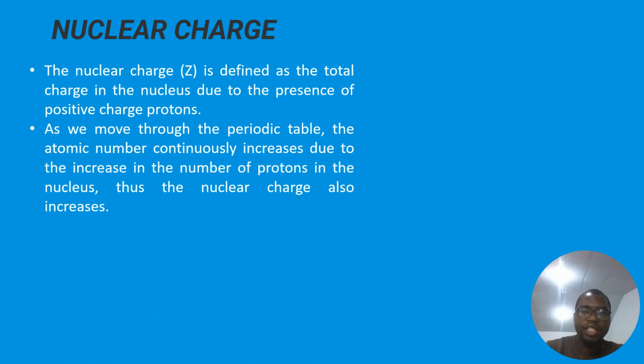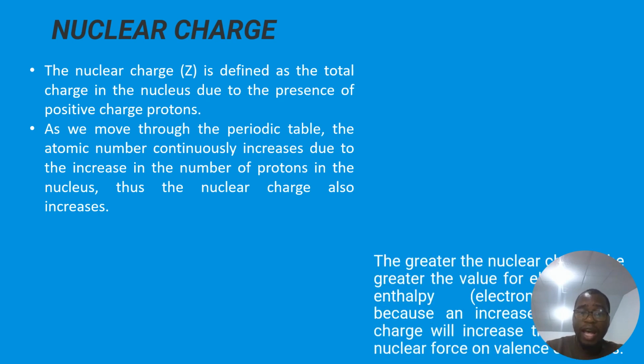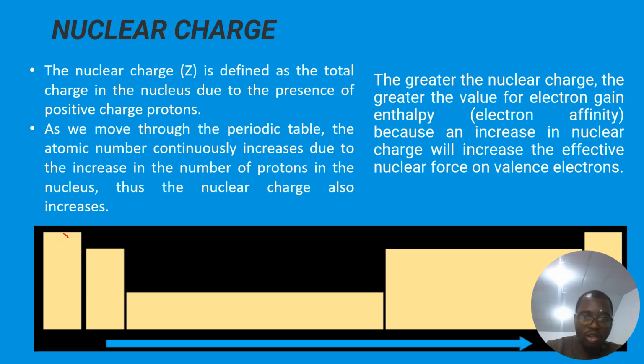The other factor that is important is the nuclear charge. So let's begin by first defining what nuclear charge is. The nuclear charge is defined as the total charge in the nucleus due to the presence of positively charged protons. So as we move through the periodic table, the atomic number continuously increases due to the increase in the number of protons. So as you go from this side of the periodic table to this side of the periodic table here, the number of protons increases.